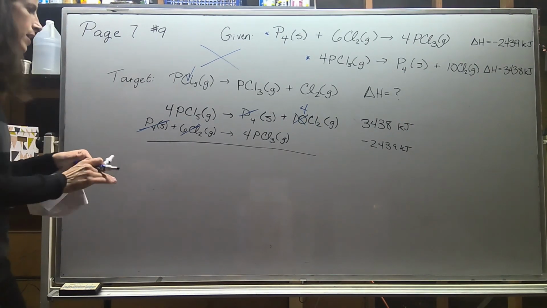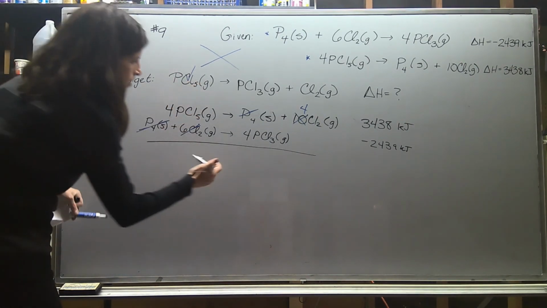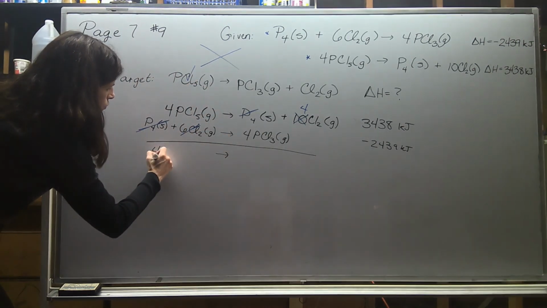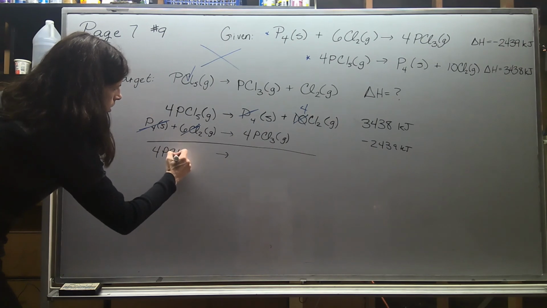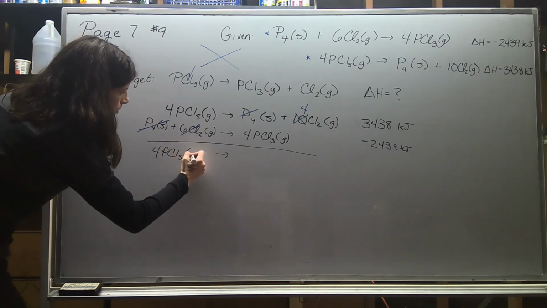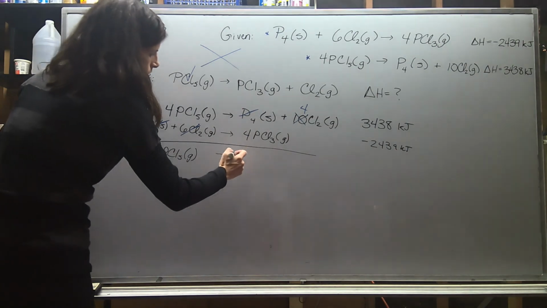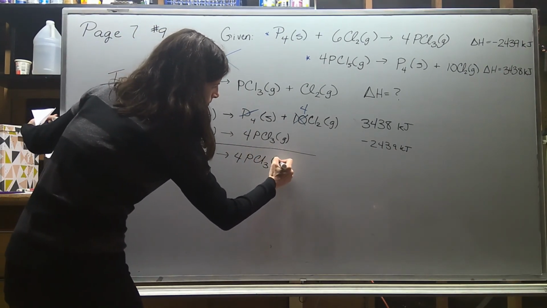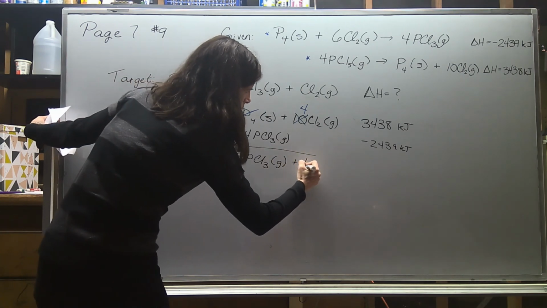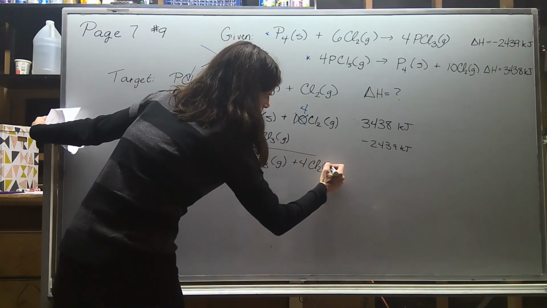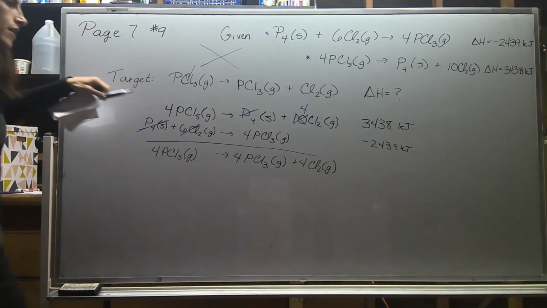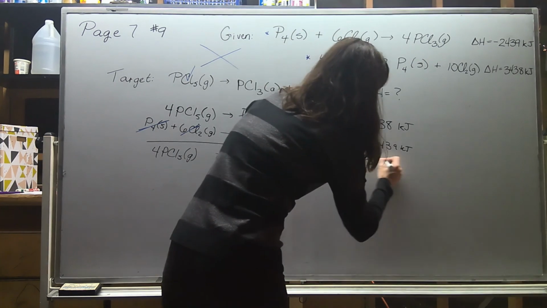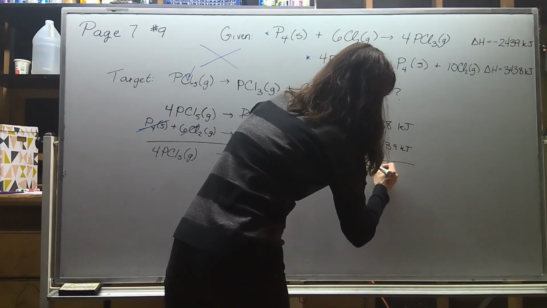Now, we cancel everything we can cancel. Reactants stay on the reactant side, and you bring down all of your reactants that you didn't cancel out. So here I have 4 moles of phosphorus pentachloride, and then 4 moles of phosphorus trichloride, and 4 moles of the diatomic chlorine. Since I just added these 2 equations, I'm going to add these 2 values. So I get 999 kilojoules.